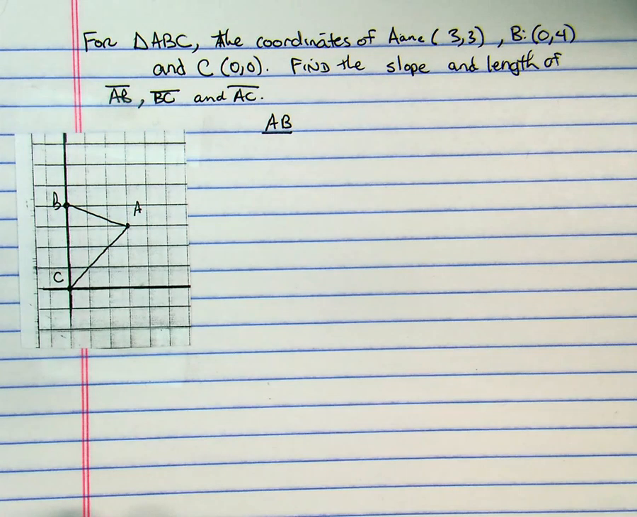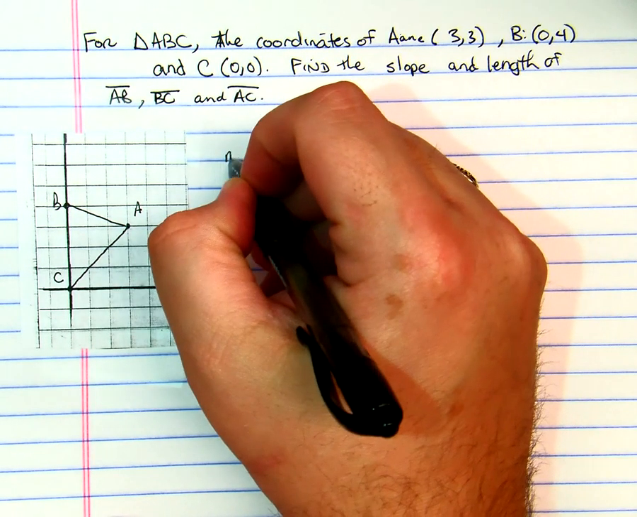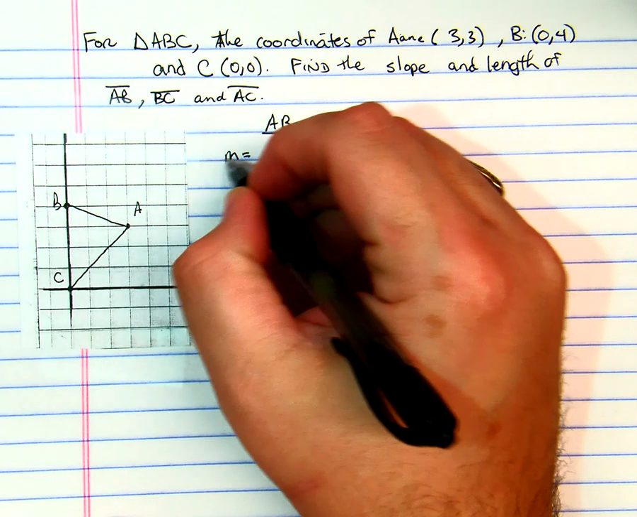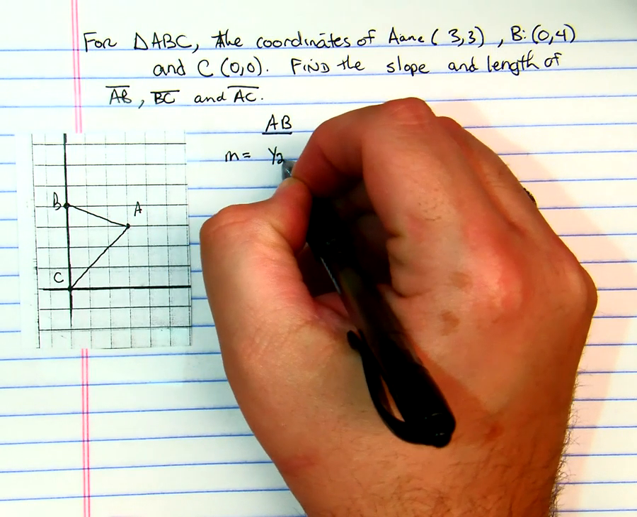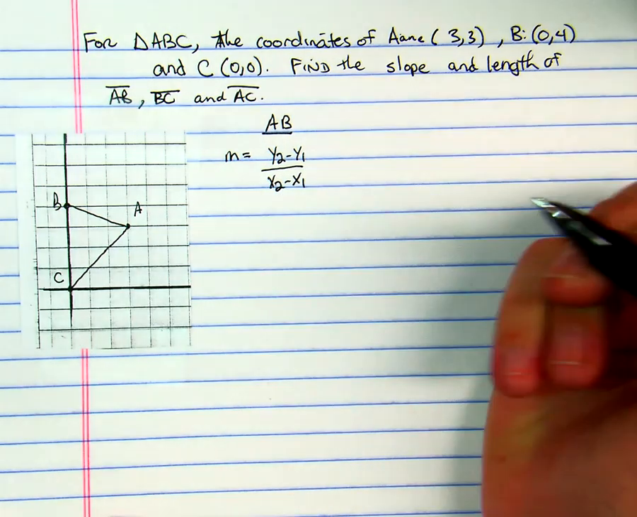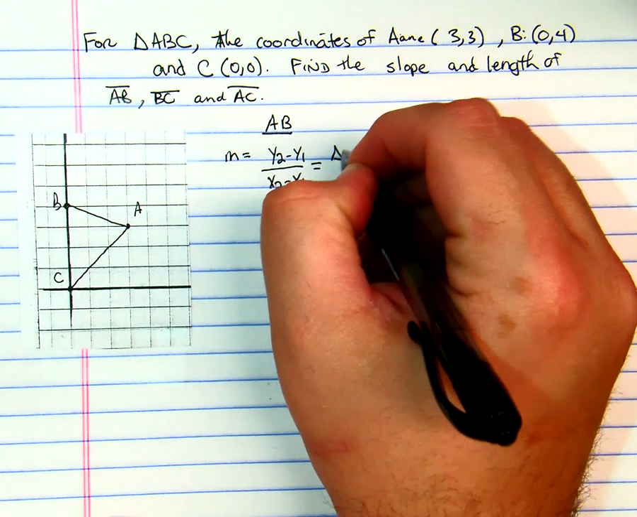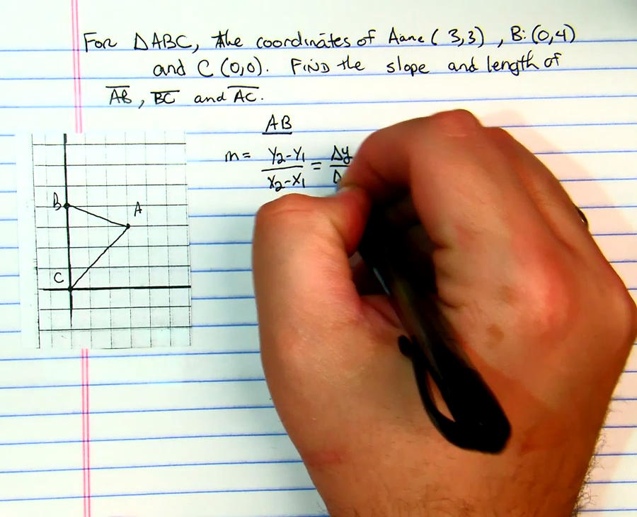One way that I calculate slope, we can use the equation, and you can always use the equation. The slope m is equal to y2 minus y1 over x2 minus x1. You can always use that, which is the change in y over the change in x.